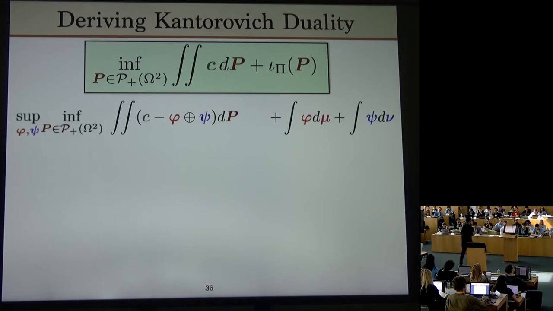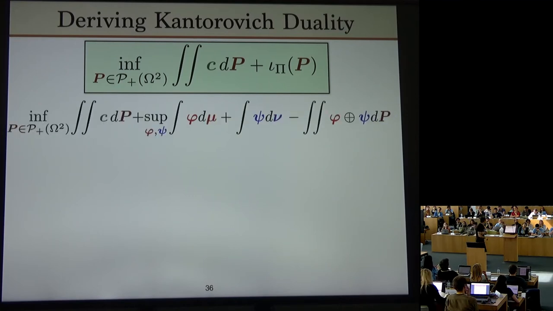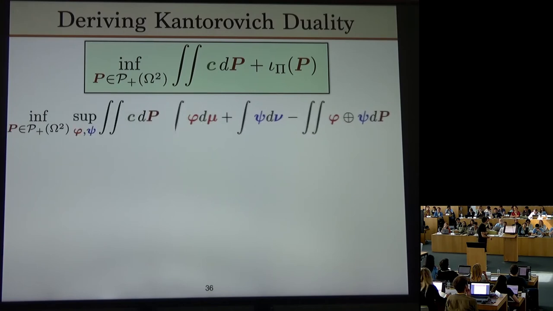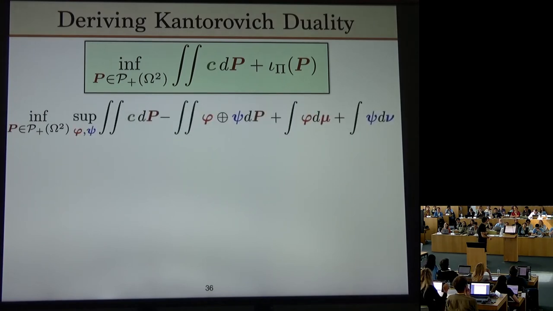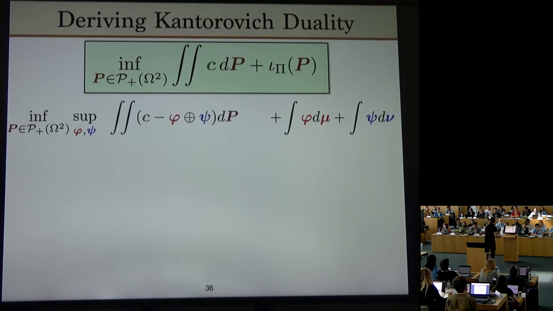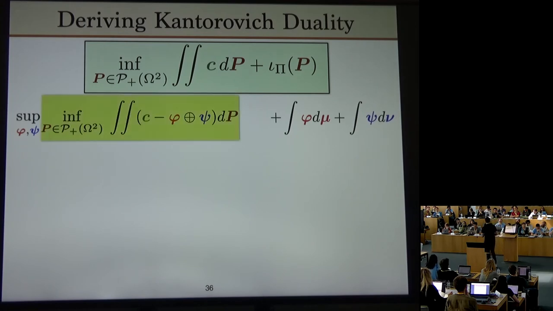What do you think? Oh, sorry. So here is the dirty part that I'm not going to prove. The dirty part that I'm not going to prove is the inf sup inversion. This is the minimax theorem, so this requires a bit of math, and I'm not going to tell you about it. So let's just assume that in this case we can do this switching. What remains is that I'm going to take the infimum over all couplings that are non-negative of this thing, c minus phi plus psi.